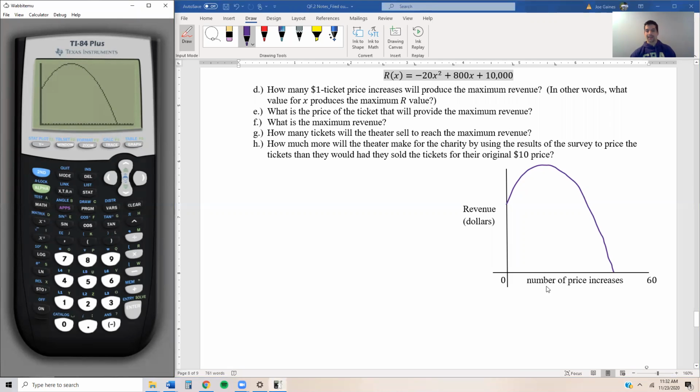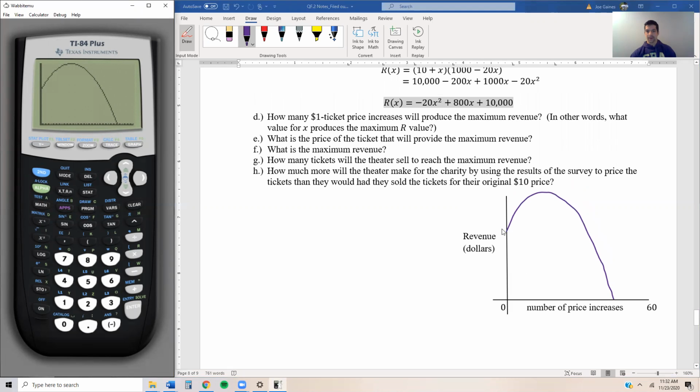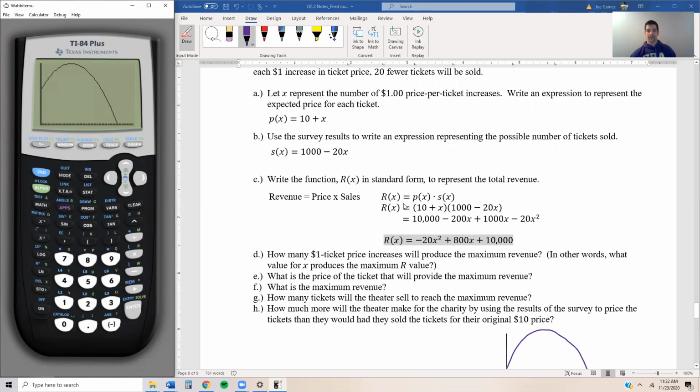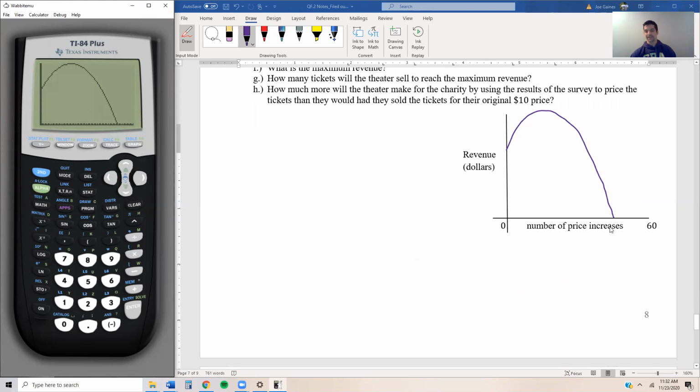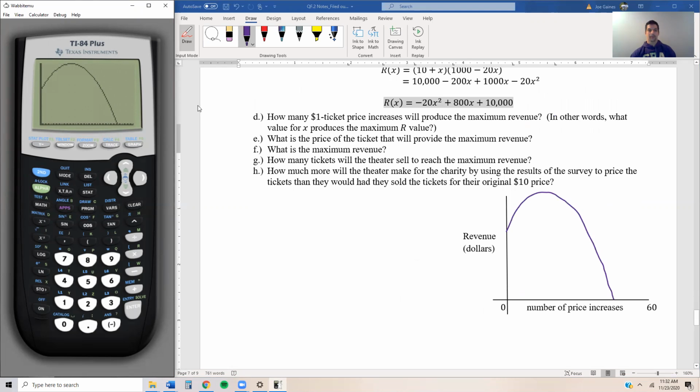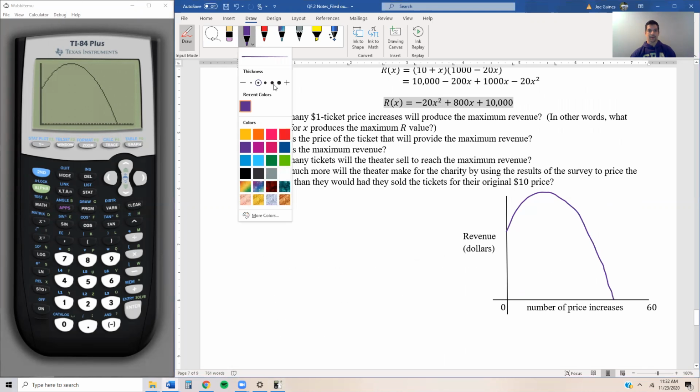Notice again that I labeled axes. My Y axis is revenue, R of X. Remember, they told us what X was. They said X represents the number of $1 price per ticket increases. So I labeled this number of price increases, and we'll talk about labeling when we get there. It says how many $1 ticket prices will produce the maximum revenue. So here I have revenue on the Y, and I want the highest value on Y. So I want that point at the top of the curve.